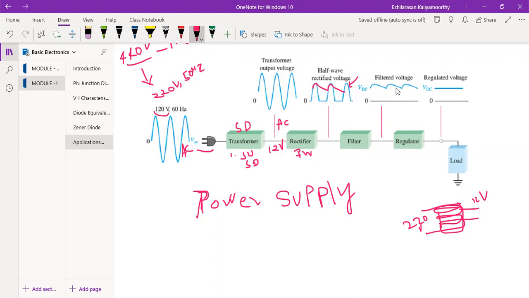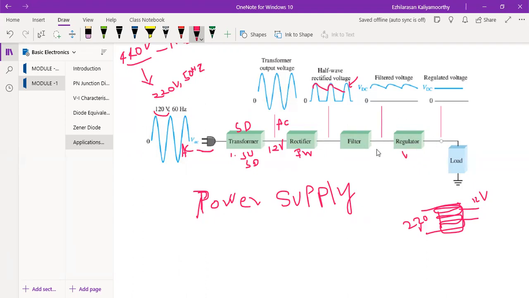We got the VDC here, but still I want complete DC, a straight line. What do you need? I need to remove these ripples, the harmonics or the distortions. How can it be removed? At the same time, we need to get a constant output voltage. So once you get the filtered voltage, it will be given to the Zener regulator or any regulator. It's called a voltage regulator, we can say.